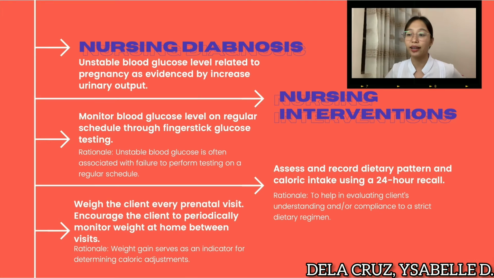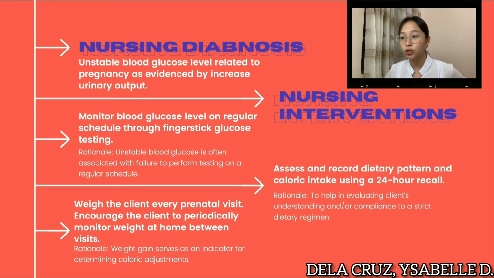Nursing diagnosis and interventions. We came up with a nursing diagnosis that states unstable blood glucose level related to pregnancy as evidenced by increased urinary output. Yung increased urinary output kasi is signs and symptoms siya or kabilang siya dun sa 4 P's ng GDM.